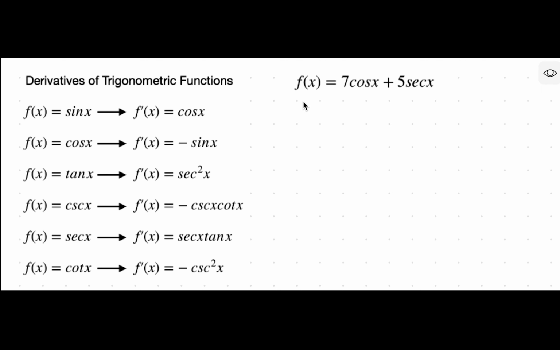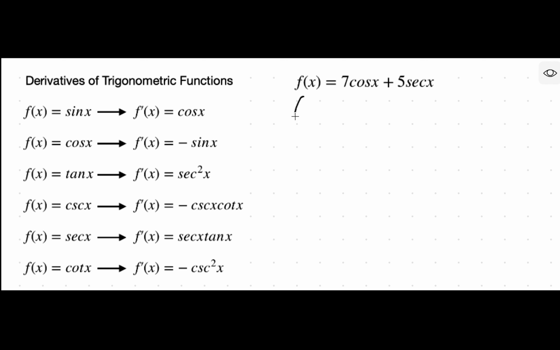So what about if we have something more complicated here? So say we have a function that has 2 terms in it. So the first term here is going to be 7 cosine of x, and the second term is going to be 5 secant x. Well, we could just take the derivative of each term separately. So we'll take the derivative of 7 cosine x, and then take the derivative of 5 secant x, and then add those together, because we're adding these terms here.